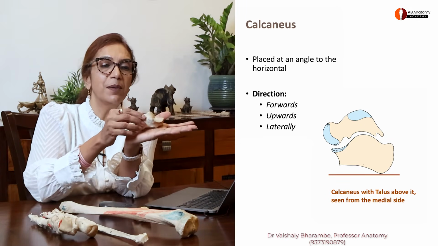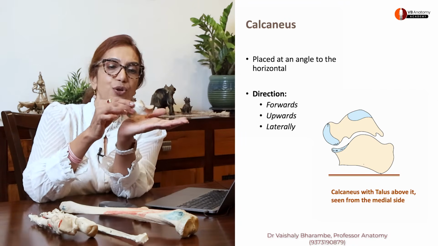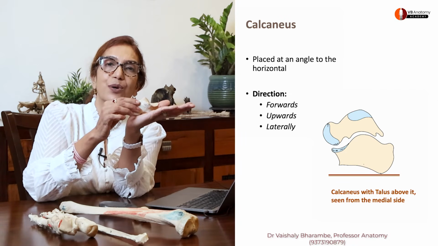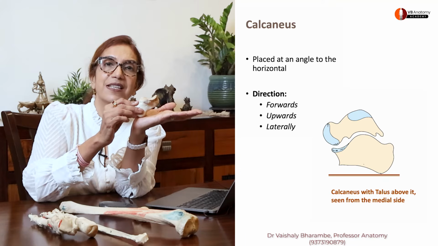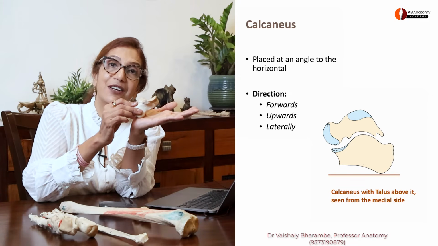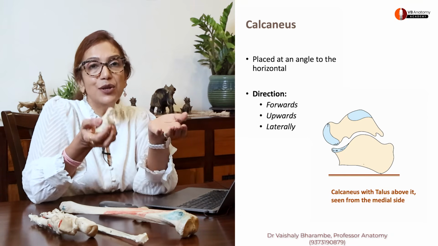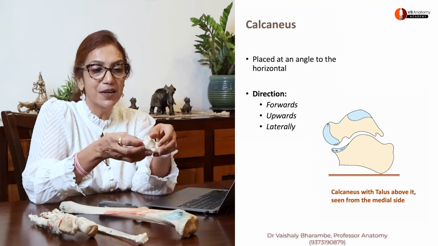You are not supposed to keep the calcaneus like this. You should not rest the calcaneus on a horizontal surface. It should be resting like this. The anterior end of the calcaneus should be directed upwards, forwards and laterally. Do that. Unless you have bones in your hand, you're not going to remember it.